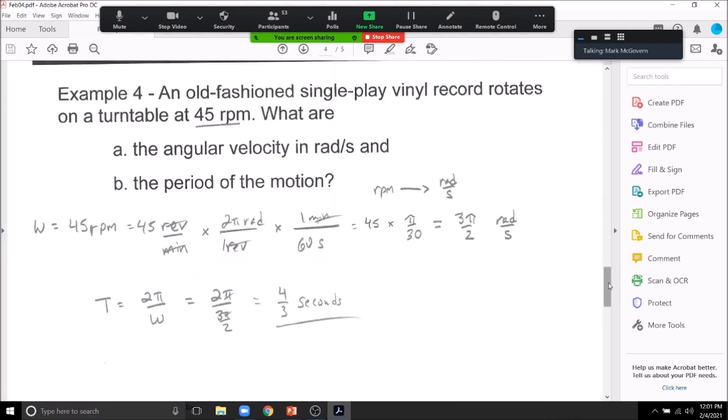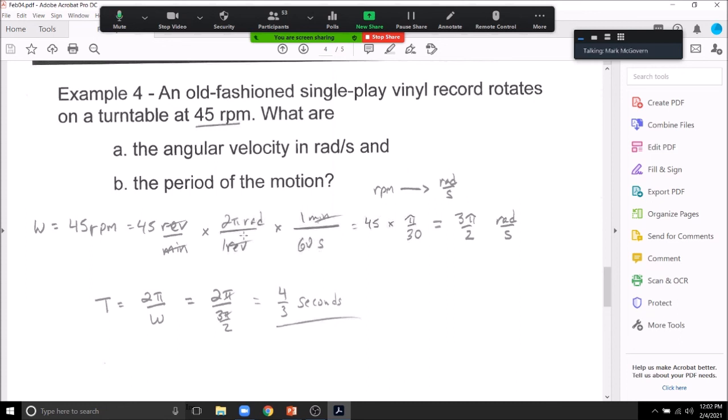Okay, so omega is 45 RPMs. I'm going to write that out as revolutions, rev, per minute. But I'll need to multiply that by a conversion ratio. I've got to go from revolutions to radians, so I'm going to be multiplying by 2 pi radians over 1 rev. That converts into radians. And then I've got to multiply by 1 minute is 60 seconds, and that changes my units to radians per second.